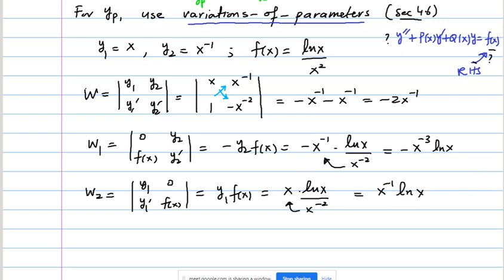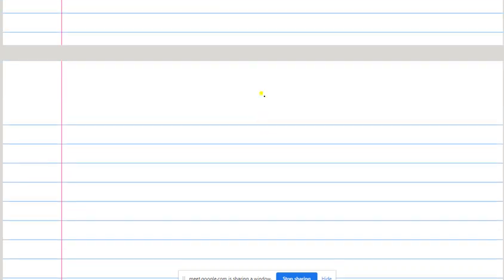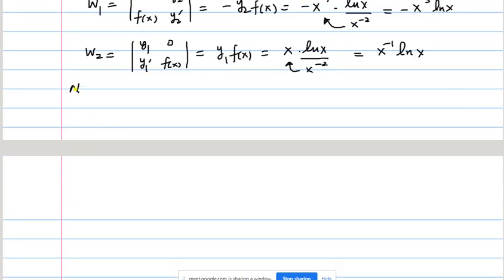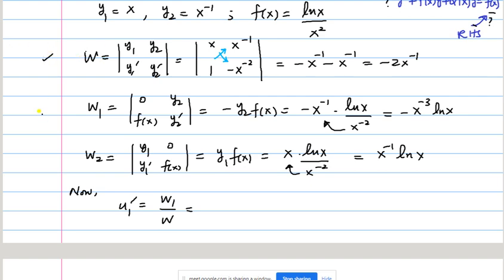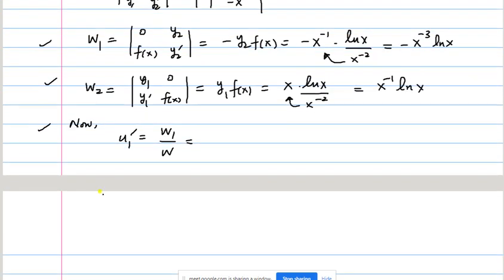After that, what you do, you find u1, u2. Now, your u1 prime is w1 by w. I will write these formulas, only these formulas. I will not give you formula from 4.3 or 4.4. From 4.6, I will write these variation of parameters. Okay. These formulas I will write: w, w1, w2, u1, u2, and at the end yp. Okay. I will give you these formulas from chapter 4. And chapter 7, I will give you all the formulas. So don't worry about this. Formulas will be given. You should know how to implement that.